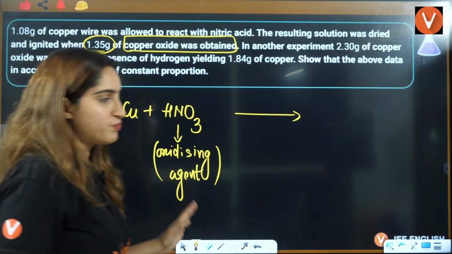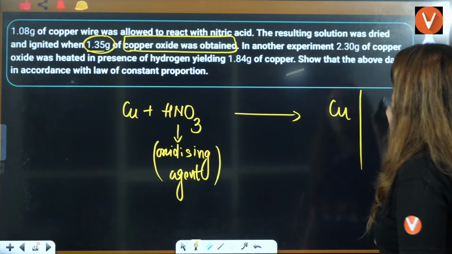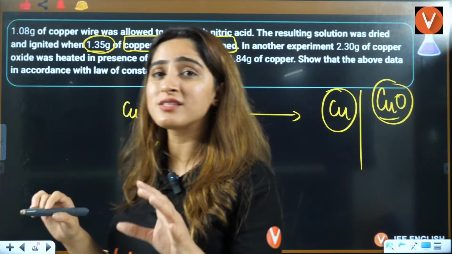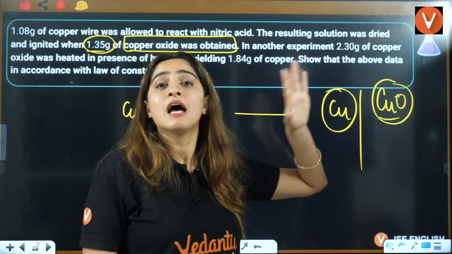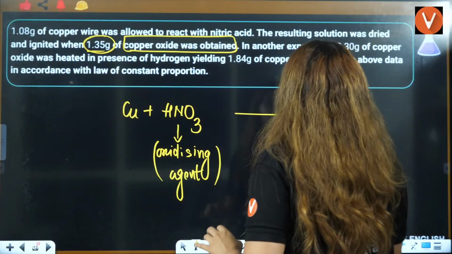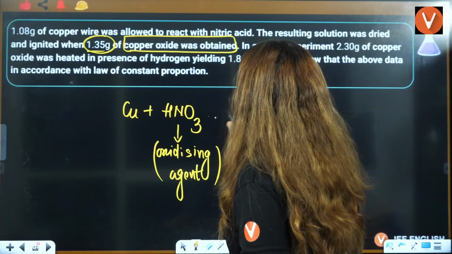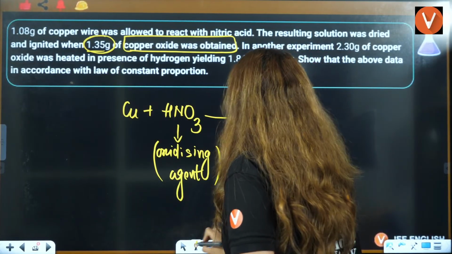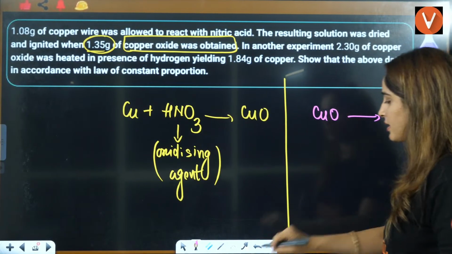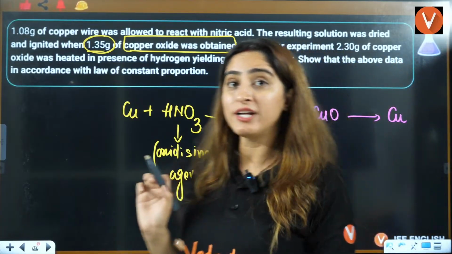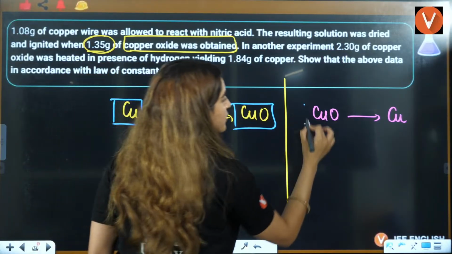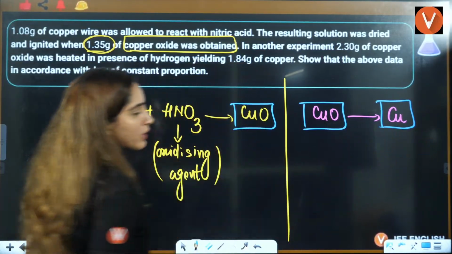Same thing you have to do. The relation is with copper and copper oxide. What you have to see is, if you take a constant amount of copper oxide, is the copper the same in both experiments? One experiment gives you copper oxide. The second experiment has copper oxide which is heated, giving you copper. Now your main focus should be that this is copper and this is copper oxide.